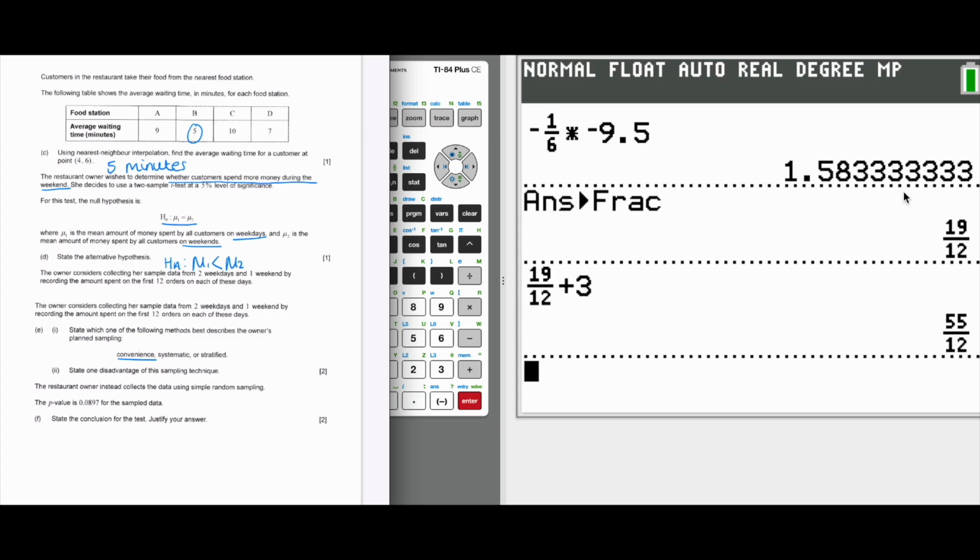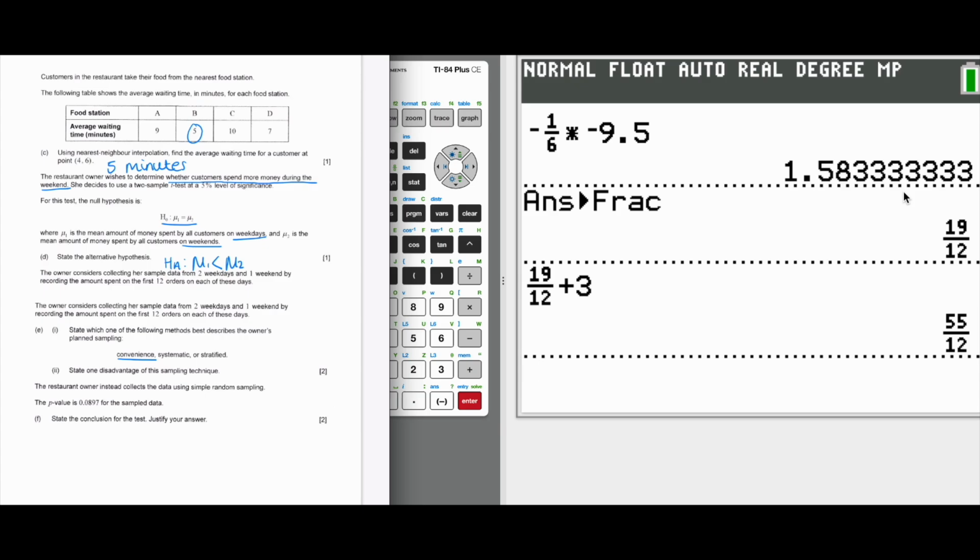We need to state one disadvantage. There's lots of different things you could write here. The first 12 could be breakfast, and maybe they spend a different amount. Maybe different people go in the morning at weekends versus weekdays. It's not necessarily a fair representation if you're not taking them throughout the whole day. There's lots of different things that you could write in why it's a disadvantage.